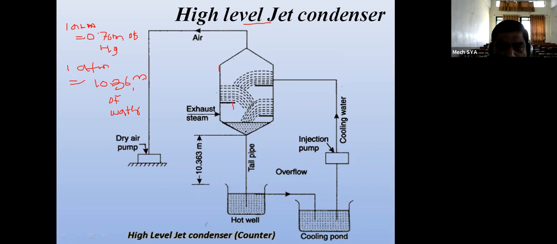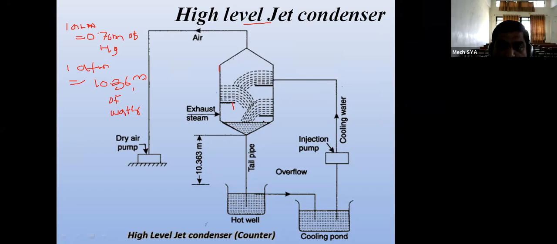And therefore, after maintaining this much height, 10.63 meter, in this vessel and this hot well, what happens here? There is no need of condensate extraction. This condensate will naturally come into the hot well. But we have to maintain the level of water in the hot well and the condenser vessel up to 10.63 meter. Then this condensate will naturally fall into this particular hot well.